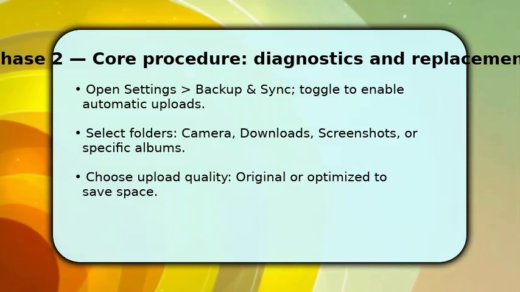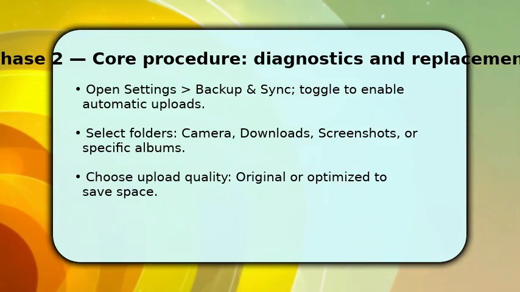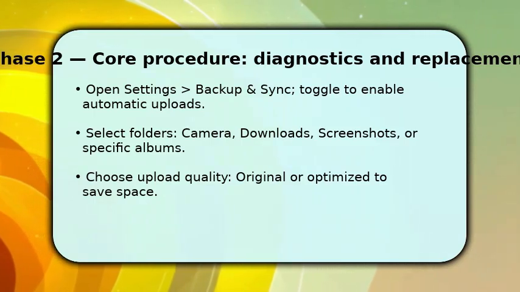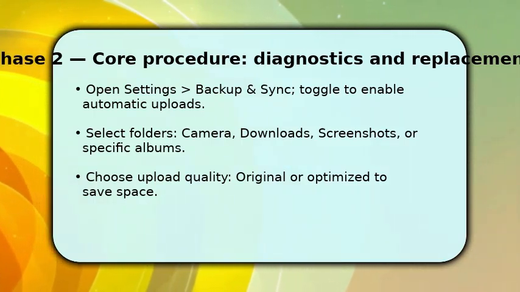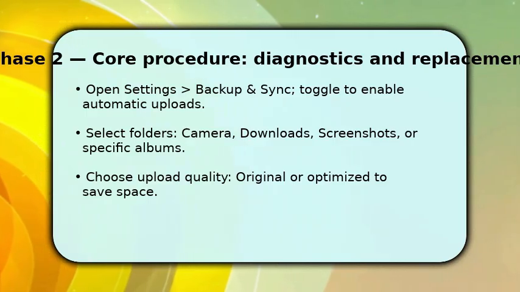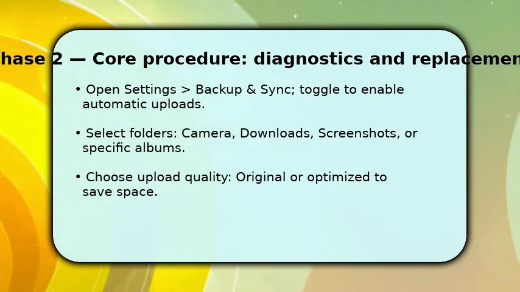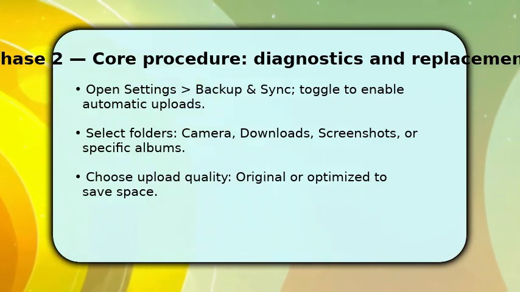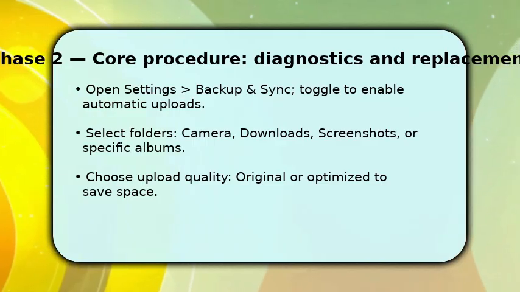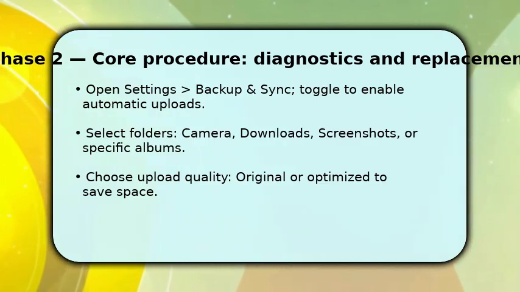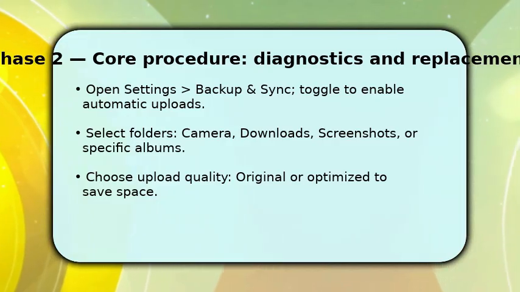First, enable backup and sync and decide whether uploads happen on Wi-Fi only or also on cellular. This controls data use. Next, select which folders or albums to include because selective sync prevents clutter. Then pick upload quality. Original preserves detail, optimized saves space. Finally, initiate a manual backup to test.